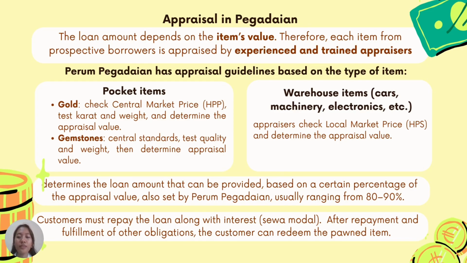Then the appraisal value of the item to be pawned is not equal to the loan amount given. After determining the appraisal, the officer determines the loan amount that can be provided based on a certain percentage of the appraisal value, also set by Perum Pegadaian itself, usually ranging from 80 to 90%. Customers must repay the loan along with interest or sewa modal according to the terms agreed at the time of loan issuance. Repayment can be made at any time without waiting for maturity and is paid at the cashier along with the pawn ticket. After the repayment and fulfillment of other obligations, the customer can redeem the pawned items.